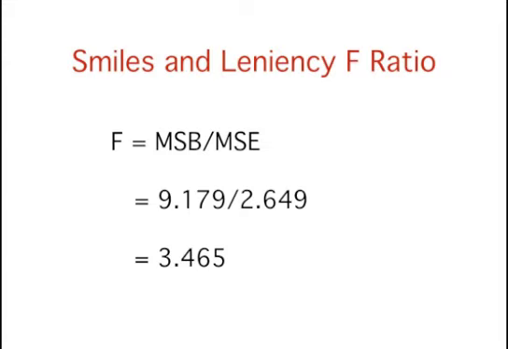The mathematics necessary to answer this question were worked out by the statistician R. Fisher. Although Fisher's original formulation took a slightly different form, the standard method for determining the probability is based on the ratio of MSB to MSE. This ratio is named after Fisher and is called the F ratio. For these data, the F ratio is 9.179 divided by 2.649, which equals 3.465. Therefore, the MSB is 3.465 times larger than the MSE.